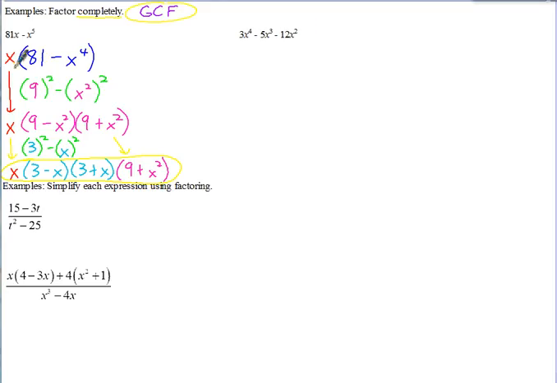And just like we did over here, we can factor out the GCF of x. In this case, the lowest exponent is 2. On the first example, the lowest exponent was 1. So we can factor out x squared.